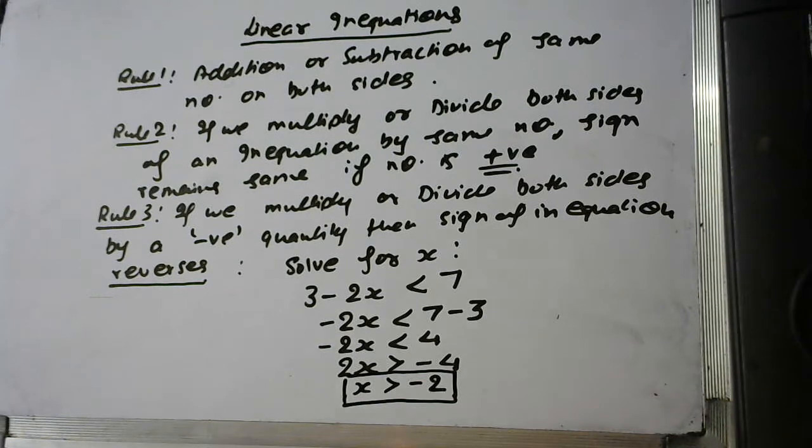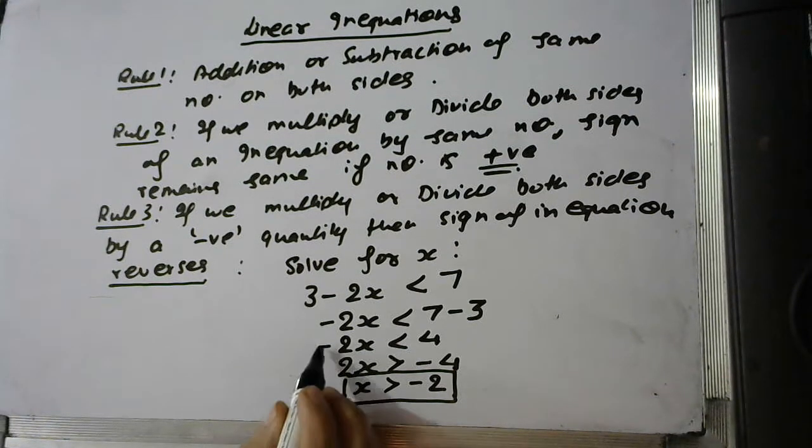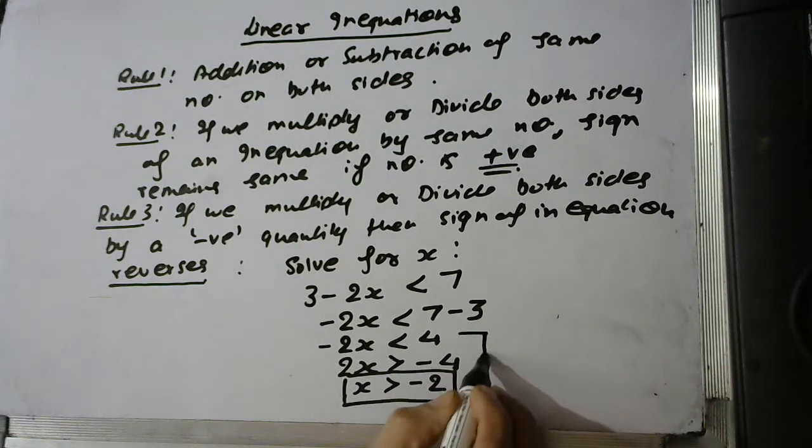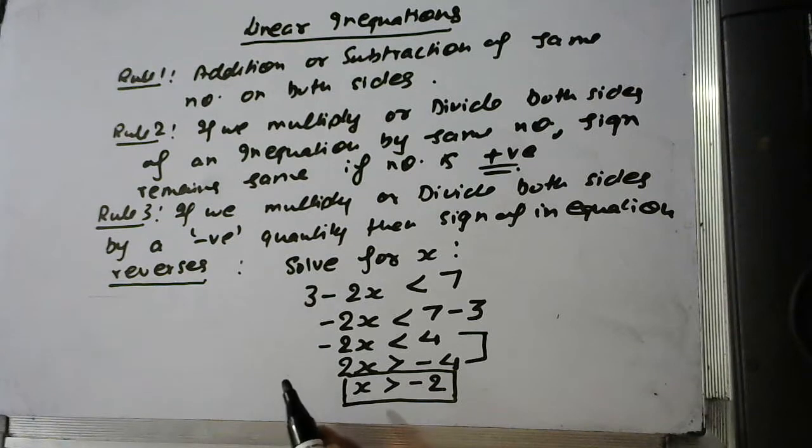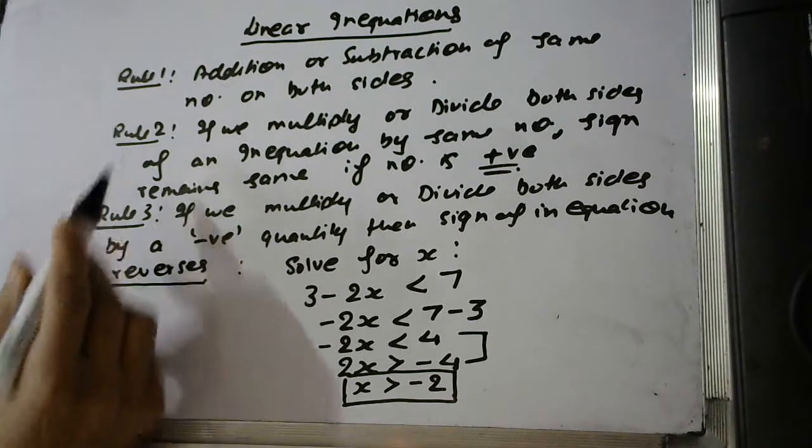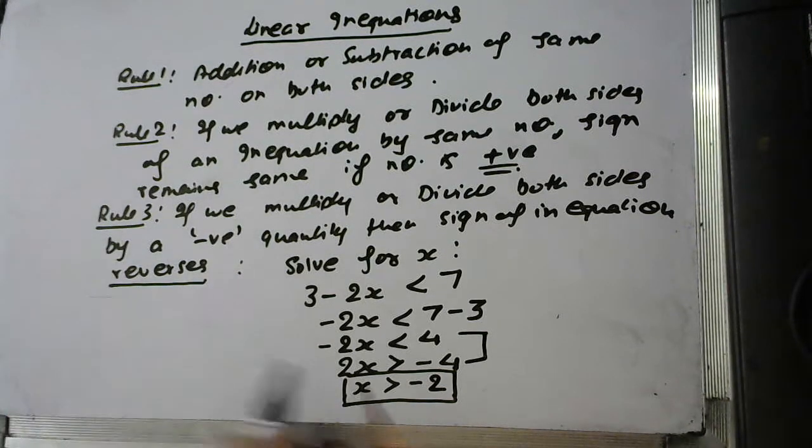Every student adjusts the steps to be followed in an inequality according to his own convenience. I have just illustrated one possible method. So what we have to keep in mind is when we multiply both sides by -1, the sign of the inequality reverses. That is the main difference between rule 2 and rule 3. The quantity being multiplied is -1, hence the sign reverses.